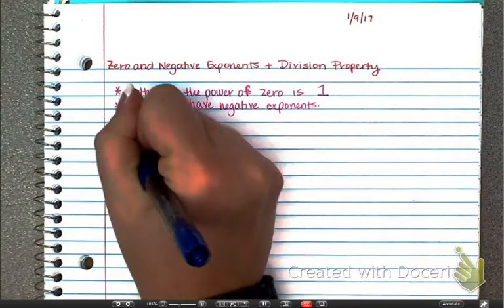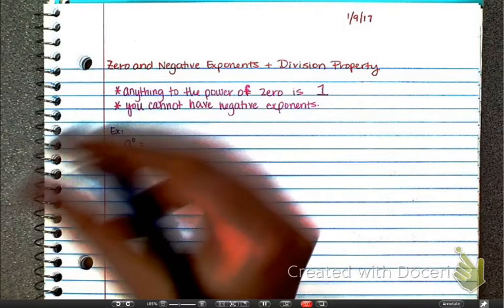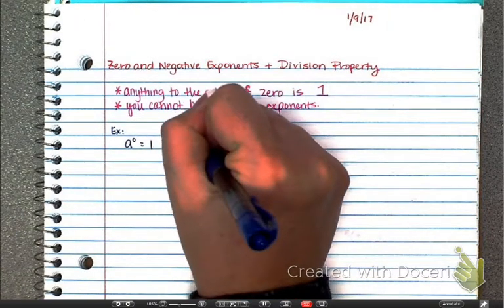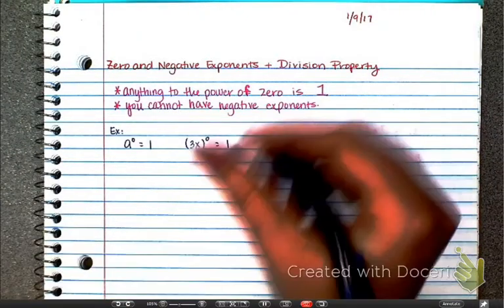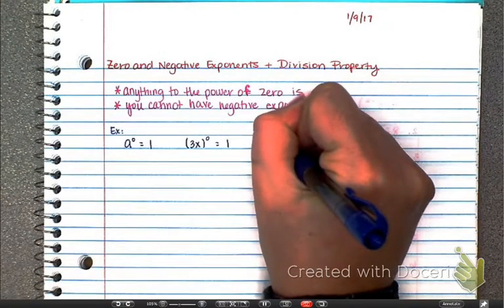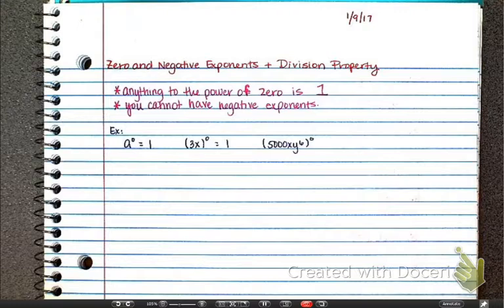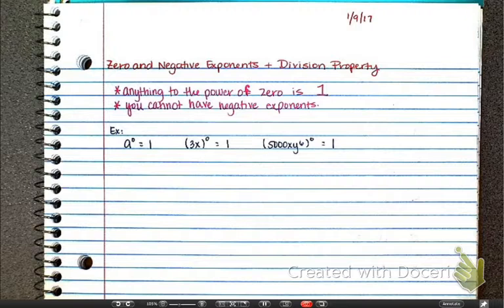So if I give you a to the 0 power, what is my answer? 1. Good. If I give you 3x to the 0 power, what is my answer? 1. If I give you 5,000 xy to the 6th to the 0 power, what is the answer? Anything to the 0 power is 1.